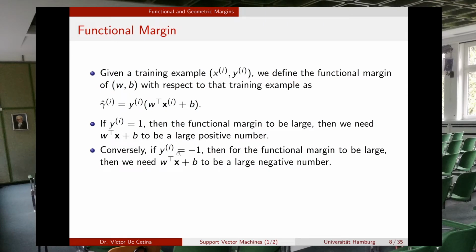Conversely, if we are talking about a negative example where y equals -1, then for the functional margin to be large, we need the evaluation of the model to be a large negative number. So if we have a -1 times minus something, we will have as a result a positive number. Minus times minus gives you a positive. And if we want this result to be large, we need this to be a large negative number.